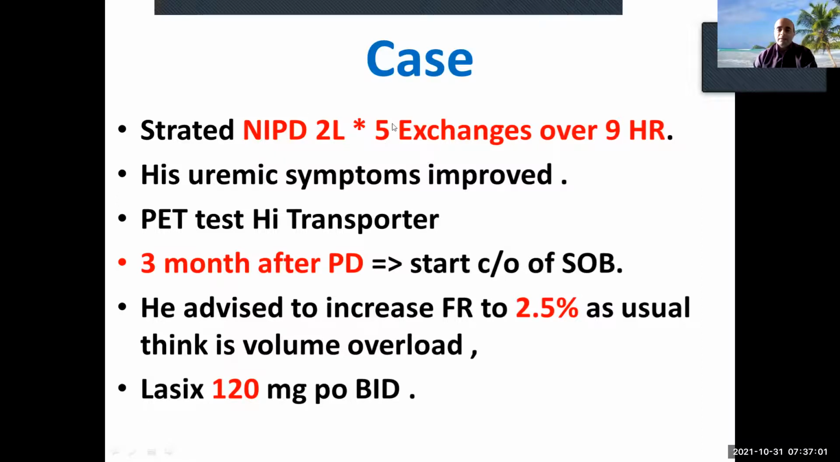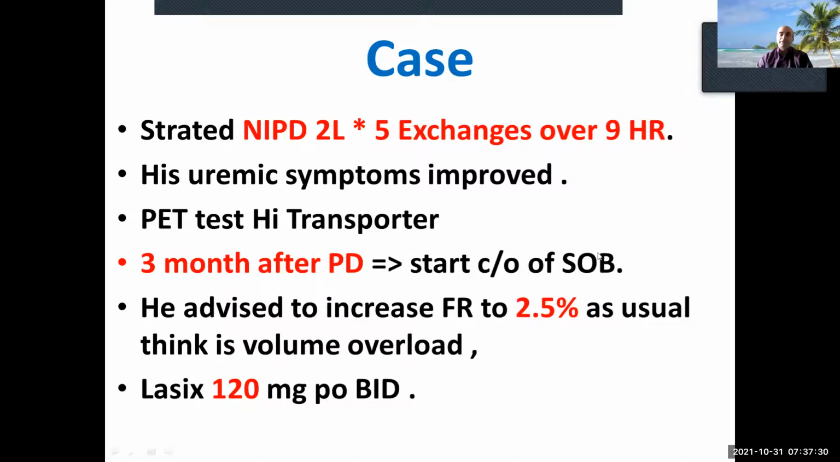I think they should put here the 2 liter fluid regimen at 1.5%. In a new PD start, you start with a low concentration. We have 1.5, 2.5, and 4.25, so you start from 1.5, then increase to 2.5 according to ultrafiltration, the patient's volume status and vital signs. Three months after this 1.5 prescription, the patient started to complain of shortness of breath.